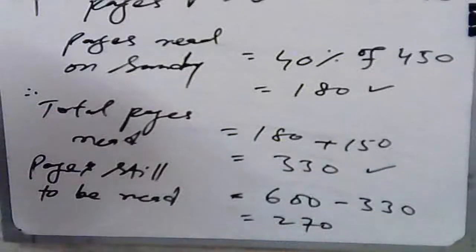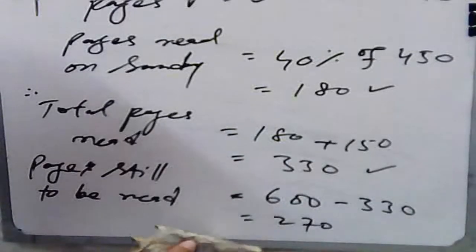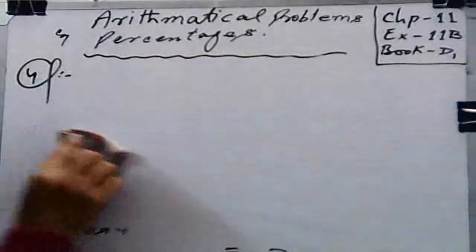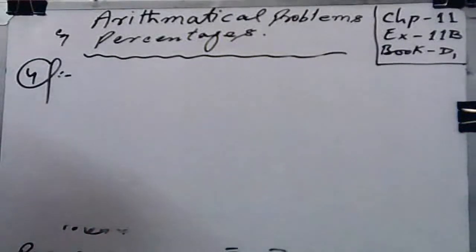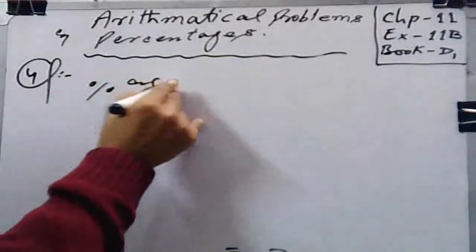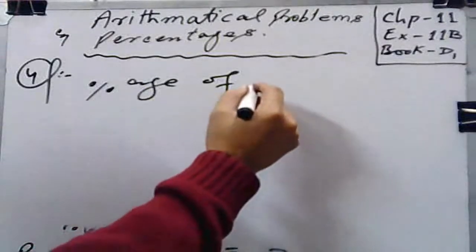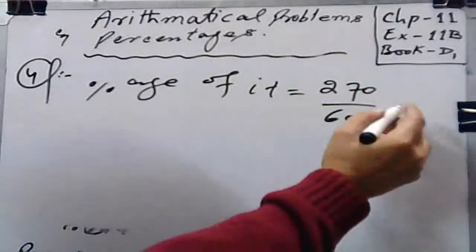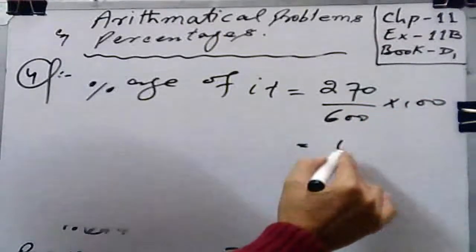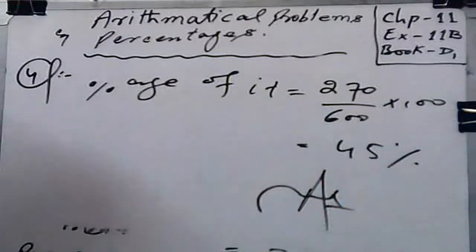So 270 pages are still to be read, so we need the percentage. How can you find it? How much percentage of the total pages is still to be read? So 270 divided by the total 600, multiplied by 100, you will get 45%. It means 45% of the pages are still pending to be read. So that is your result.